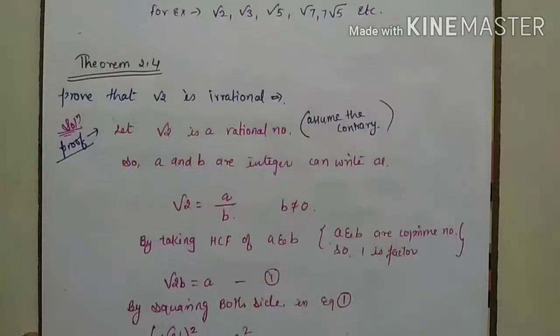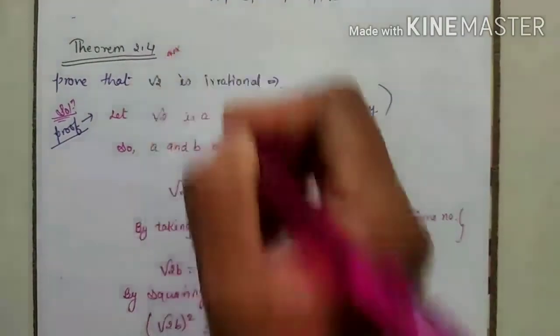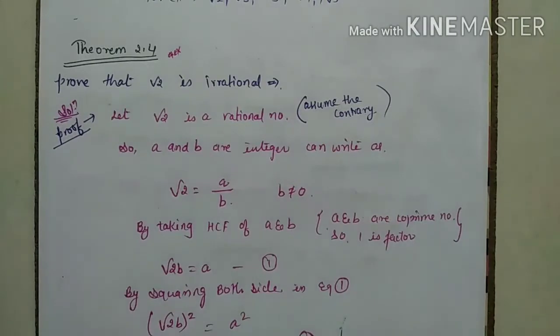After that, come to theorem 2.4. This is also very important. Some questions come on the basis of this theorem also, and just see how to solve it. Prove that root 2 is irrational. What do I have to prove? Root 2 is irrational. Already we know that root 2 is irrational, but here we have to prove it. Proving means we have to show that, yes, really, root 2 is an irrational number. So how that is, I have written here, just see.